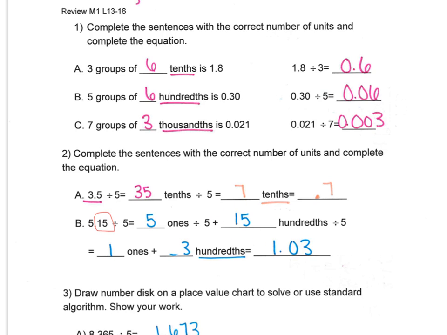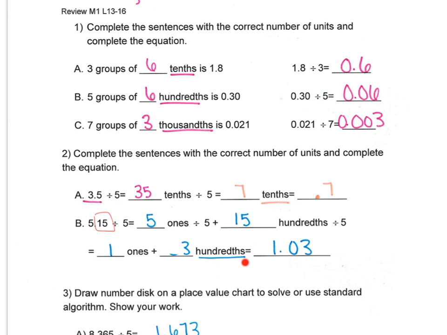Okay, so 5 divided by 5 is 1. 15 divided by 5 is 3. Just count by your 5s. 5, 10, 15. It took me 3 numbers to get to 15, so 3 hundredths. But be careful here. A lot of students make mistakes. 1 goes there. 3 hundredths.